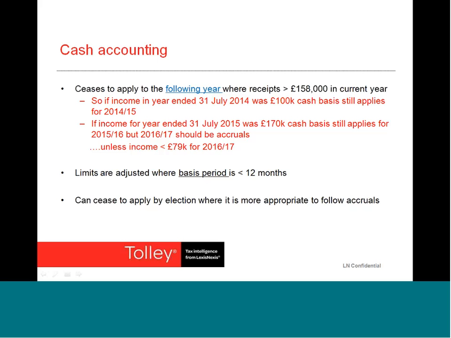Next year ended July 15, current year basis 15/16. Now my turnover is 170,000, so I've exceeded the 158,000 limit. So I can stay in cash accounting for this year, 15/16, but for next year, 16/17, I've got to come out of cash accounting and go into the normal rule, which is prepare your accounts on an accruals basis. Unless, when I get to 16/17, I've had some sort of catastrophe and my turnover is below the then VAT registration limits of 79,000 equivalent, when, of course, I can be in cash accounting under the normal rules.